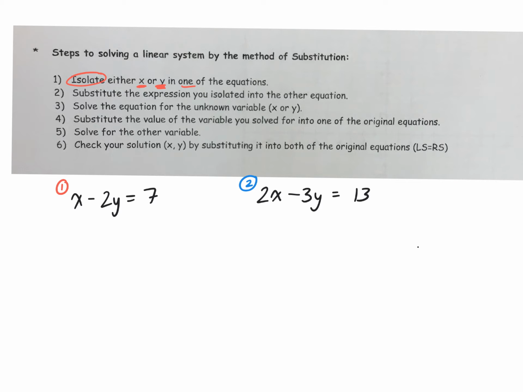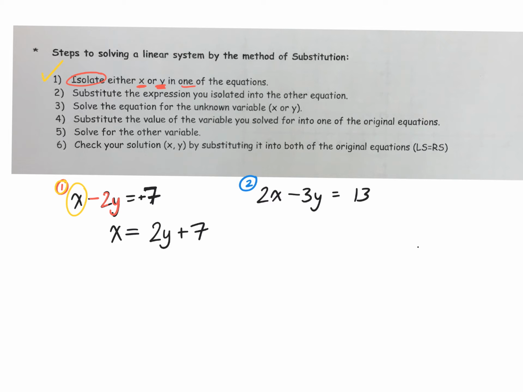So would you pick equation 1 or equation 2? Which variable would you isolate from equation 1? That would be really easy to isolate, right? Okay, so we're going to make this say x equals. So we're going to get rid of this negative 2y. What does it become when I move it to the other side? Positive 2y. And 7 is already on the right side of the equation. It's a positive, so it stays as 7. All we're doing is isolating a variable. That's step 1. So pick one of the variables to isolate.